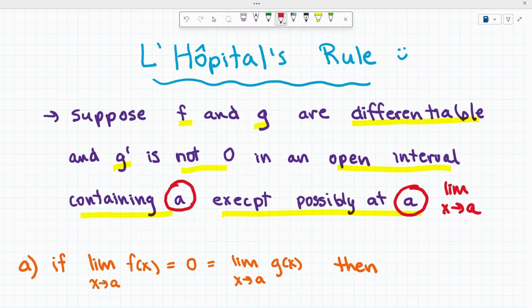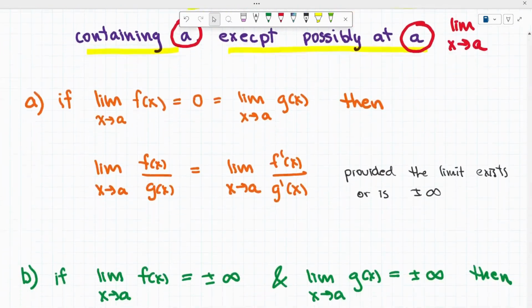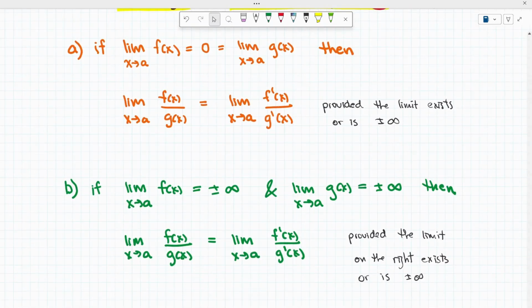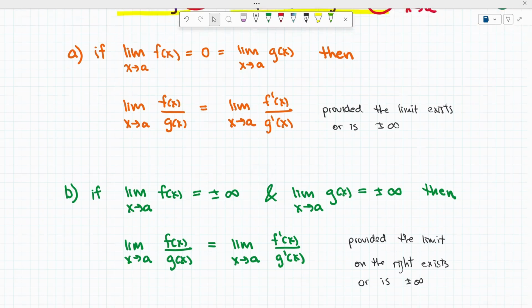So let's go ahead. There are two different situations that we're going to consider when we look at L'Hopital's rule. Because just like I said previously, there are two different indeterminate forms in which we can apply L'Hopital's rule: if you have 0 over 0 or plus or minus infinity over plus or minus infinity.